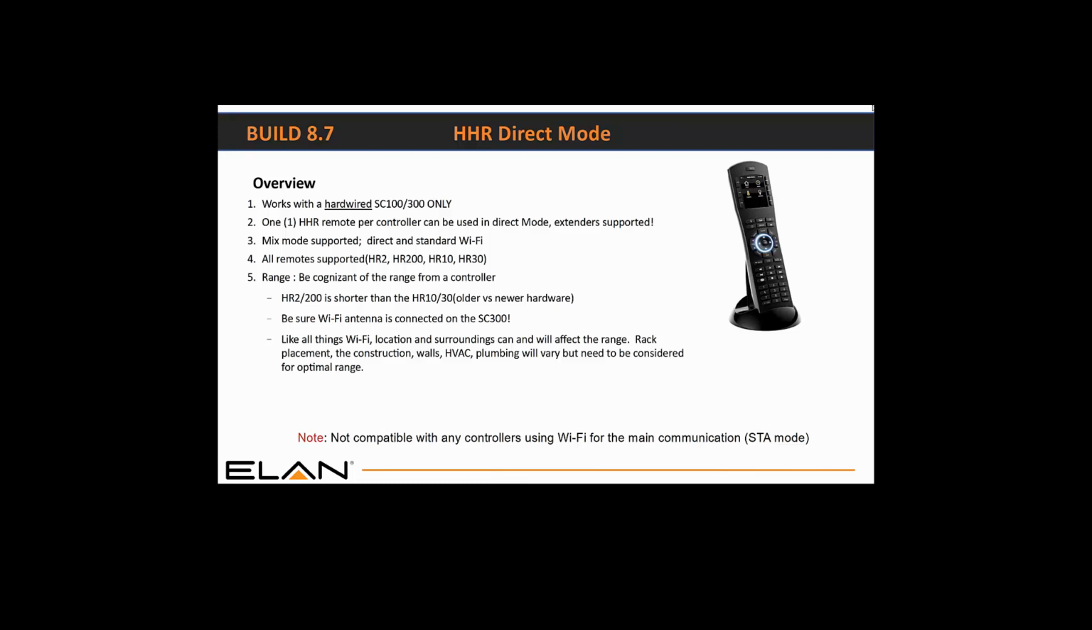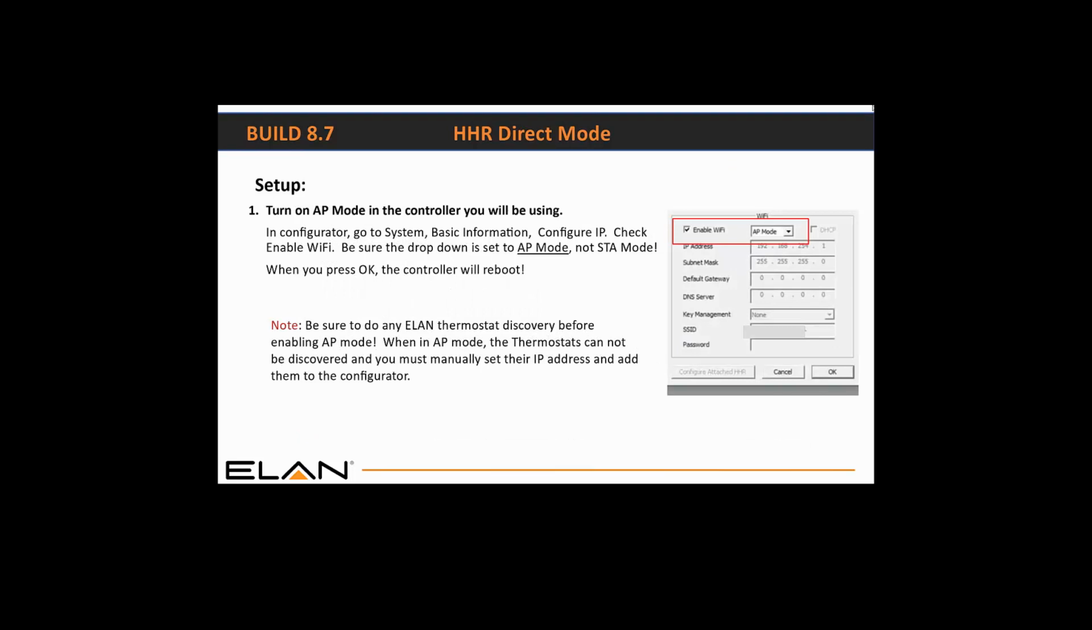So let's take a look at how to set this up. There is a new option. If you go into the setup, the first thing you have to do is actually turn on AP mode. That is new. That's where you would normally set up the static IP address. You go over to Wi-Fi, click Enable Wi-Fi, drop that box down, and select AP mode, and that's what you want.